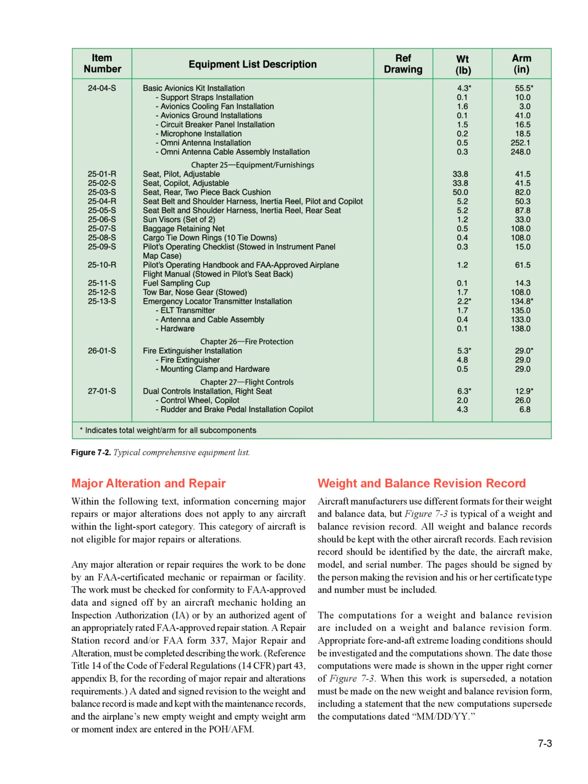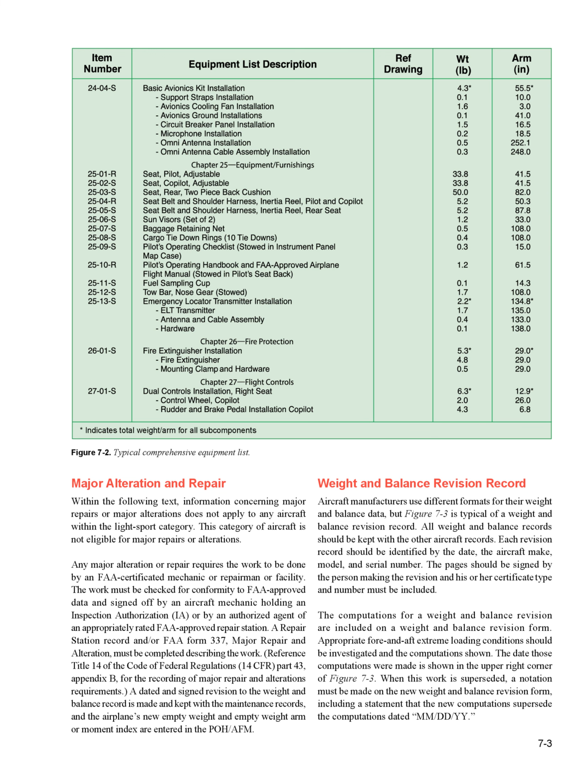Major alteration and repair. Within the following text, information concerning major repairs or major alterations does not apply to any aircraft within the light sport category. This category of aircraft is not eligible for major repairs or alterations. Any major alteration or repair requires the work to be done by an FAA certificated mechanic or repairman or facility. The work must be checked for conformity to FAA approved data and signed off by an aircraft mechanic holding an inspection authorization, IA, or by an authorized agent of an appropriately rated FAA approved repair station.